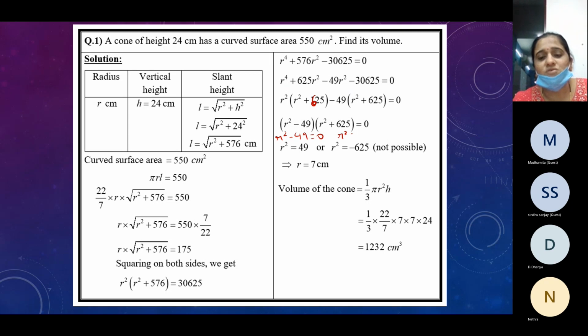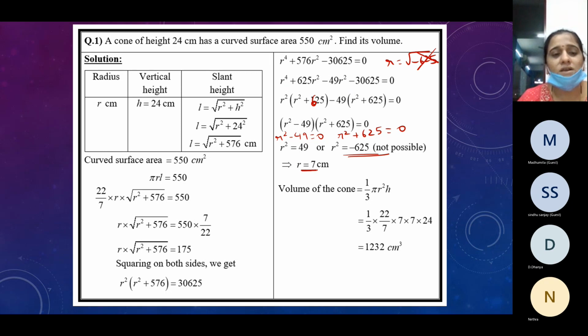Here, when you equate, r square plus 625 is equal to 0. R square is minus 625. It's a negative number and you cannot find the square root. Square root of a negative number is not defined. It's imaginary, there is no real number for this. It's an imaginary number, which you will learn in 11th standard after 10th. So that means this one is not possible. So the value of r is 7.